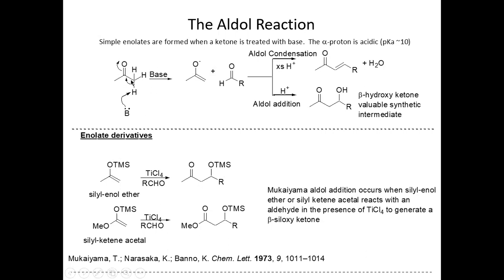So the silyl enol ether, you make it from here. You start with a ketone, treat it with a base, you get the enolate, and then you just trap it with TMS chloride, right? When we talked about those protecting groups, TMS chloride, TBS chloride, TBDPS, all of those different groups. If you take that enolate right here and react it with TMS chloride before you react it with an aldehyde, it's going to get protected.